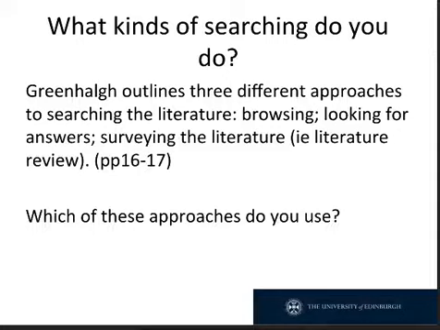So, I wanted to ask you a couple more questions then. Thinking of the approaches to literature that Greenhalgh talks about, do you do browsing? Do you do looking for specific answers? Or do you do broader surveys of the literature? Which of these approaches do you take, and for what purposes?